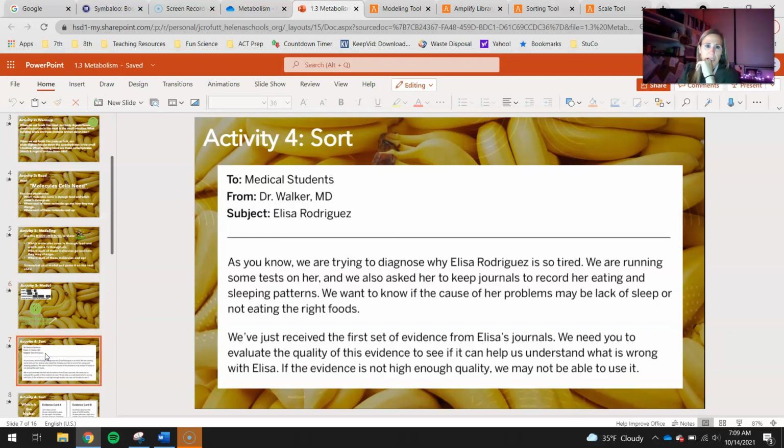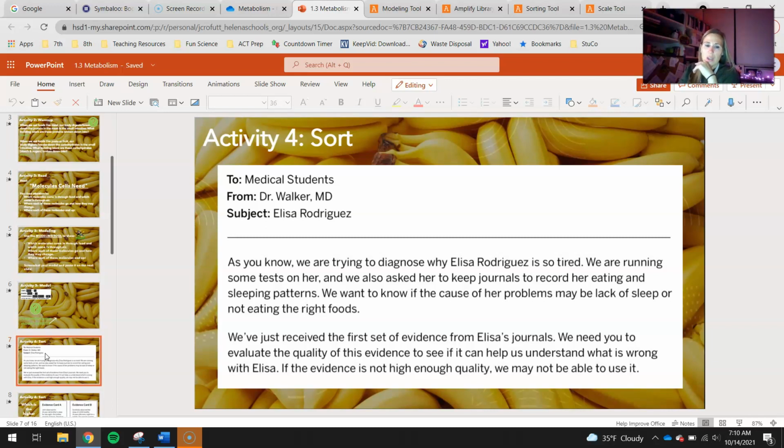Okay, so this is a little card sort that you guys are going to be doing today virtually. You get a little message here from the doctor, and we're talking about Elisa. As you know, we are trying to diagnose why Elisa Rodriguez is so tired. We are running some tests on her, and we also asked her to keep journals to record her eating and sleeping patterns. We want to know if the cause of her problems may be lack of sleep or not eating the right foods. We've just received the first set of evidence from Elisa's journals.